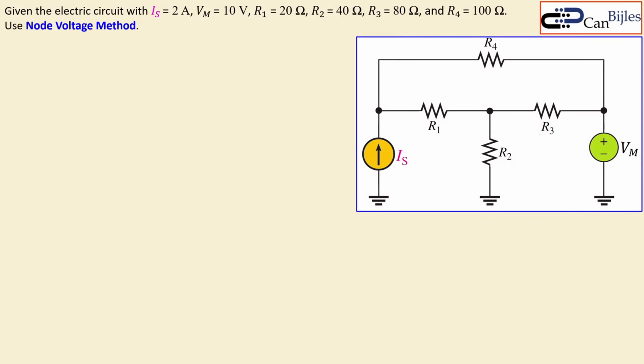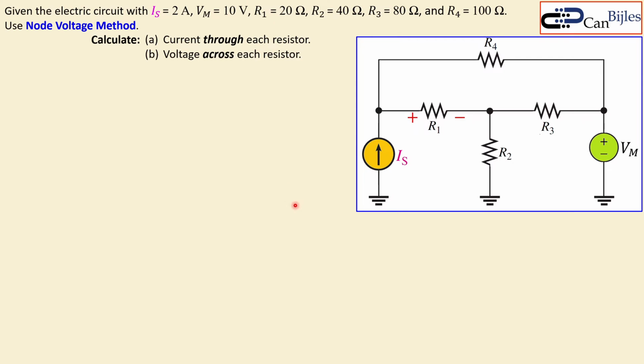So let's look at our example. We have the following circuit. You can see that we have one current source of 2 amps, it's shown here, and one voltage source Vm of 10 volts. And we have 4 resistors, 20 ohms here, 40 ohms here, 80 ohms there, and also R4 as 100. Now we need to use the node voltage method to calculate the current through each resistor, so 4 currents, and also the voltage across each resistor, so we also need the voltages there. So in total we need 4 here, 4 there for this example.